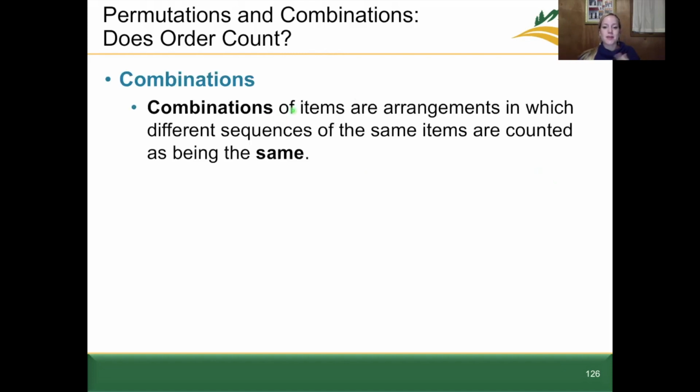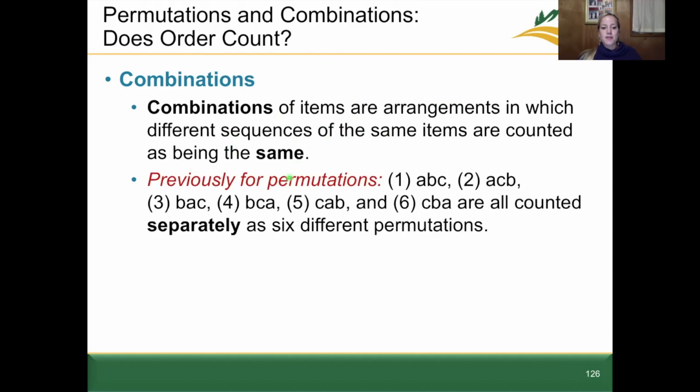On the other hand, are combinations. Combinations of items are arrangements in which different sequences of the same items are counted as being the same. So remember for permutations, we figured out there are 1, 2, 3, 4, 5, 6 different ways that A, B, and C can be arranged. As far as permutations, we had 6 different permutations.